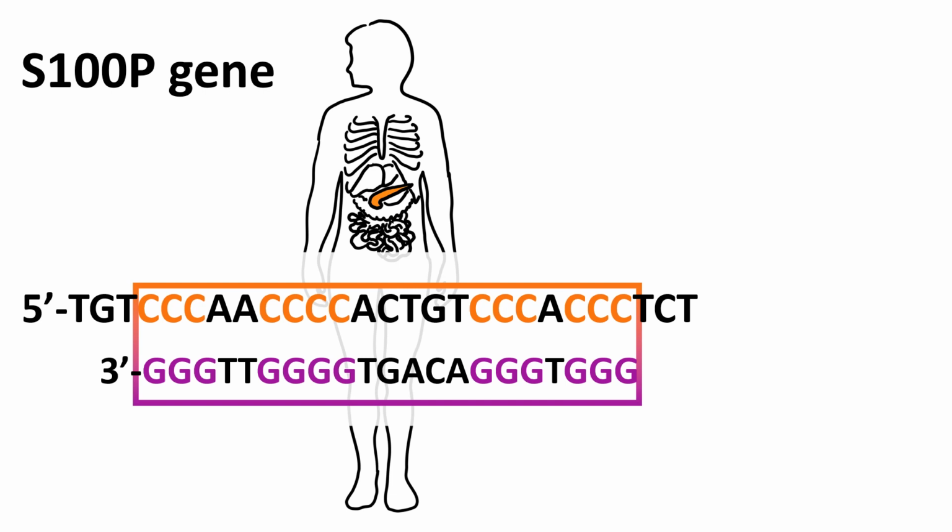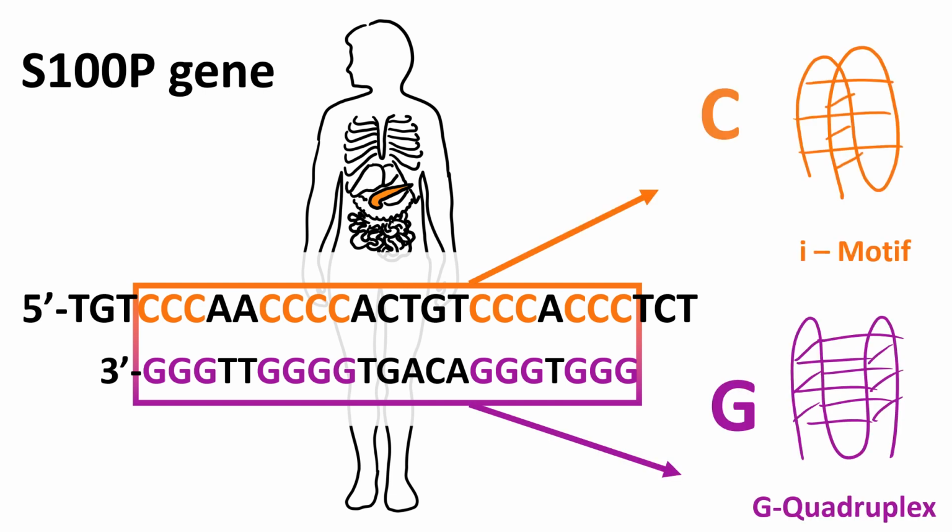In this paper, we're interested in a specific gene called S100P because it is highly expressed in most patients with pancreatic cancer. An important region of that gene, called the promoter, contains C and G bases and forms the special DNA shapes, i-motifs and G-quadruplexes.